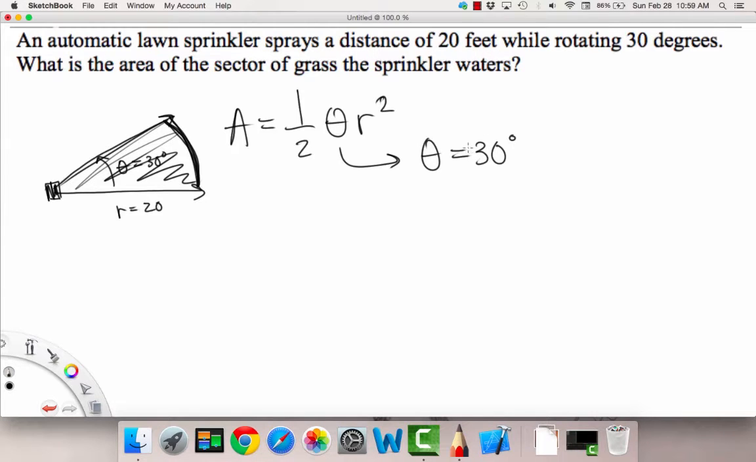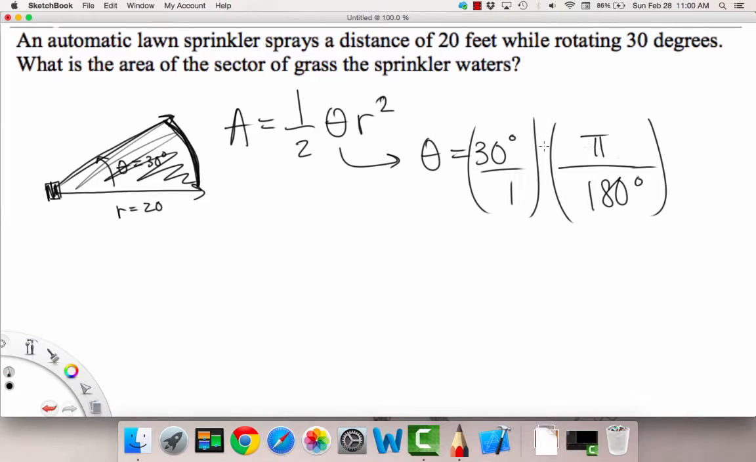So, in order to convert, we just have to use a conversion factor, and you can tell which conversion factor it's going to be, pi over 180 or 180 over pi, by asking what units we want to cancel out. In this case, we want to cancel out degrees, so our degrees have to be on the bottom, and our radians have to be on top, right? So these cancel out and give us pi over 6. And now we have theta, our angle, in terms of radians, so that's good.